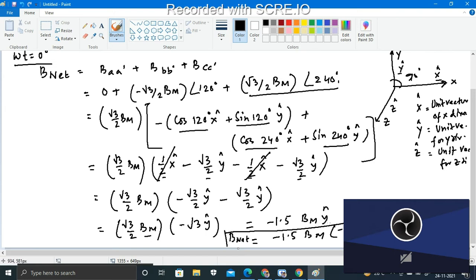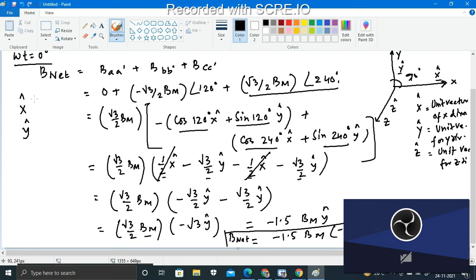From there you have to find out like this. We are considering these two unit vectors for calculating the net magnetic field, where x bar is the unit vector in the x direction and y bar is the unit vector in the direction of y. The resulting net magnetic field we will show now in the next figure.